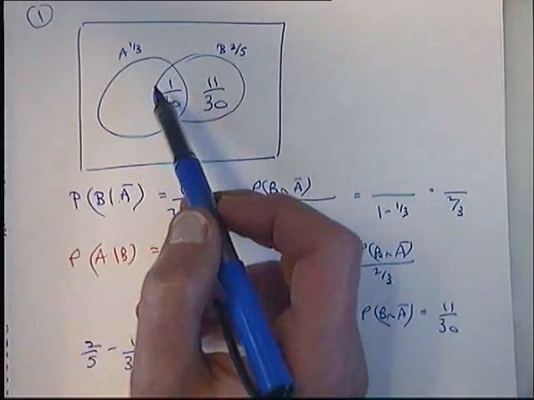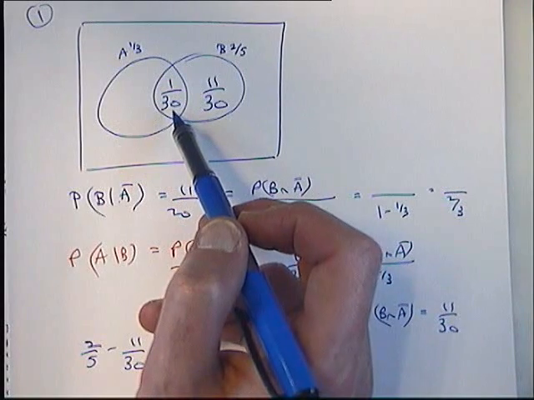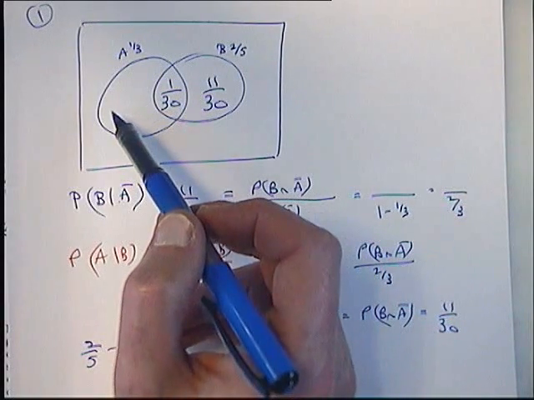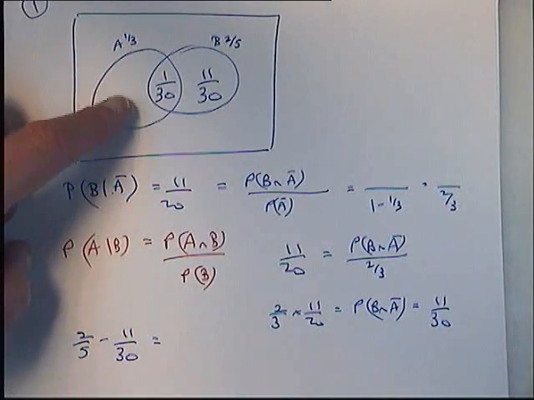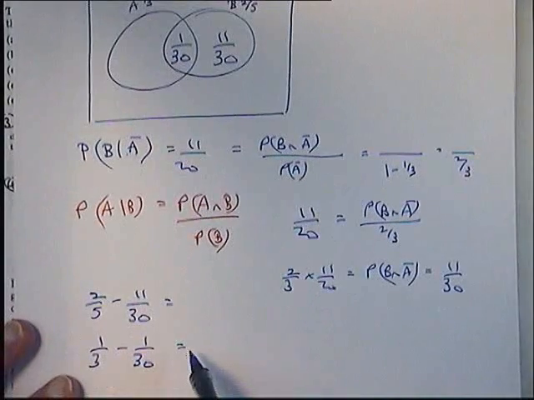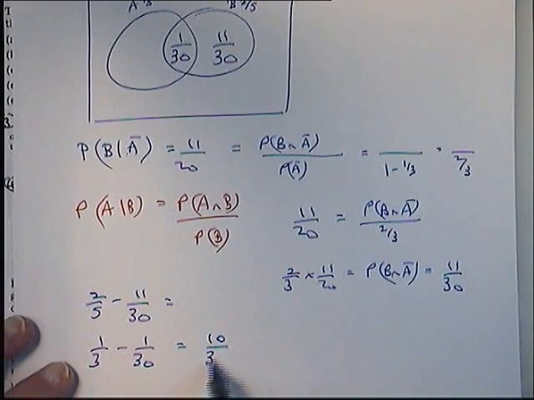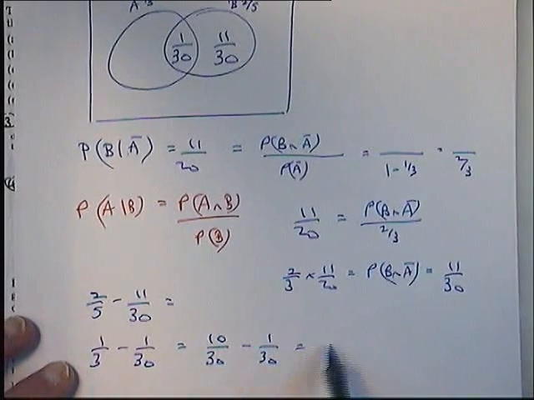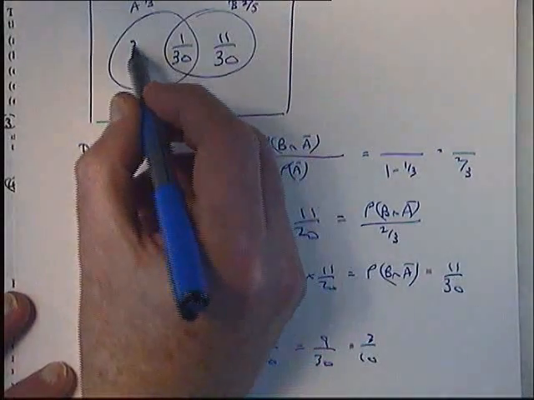In the A circle, you've got 1/3. If you've got 1/30 over here, how can I work out what this bit here will be? A third take away a 30th. If you're doing it on a calculator, you can type it in. 1/3 is the same as 10 30ths. Take away 1/30th, that's going to be 9 30ths. That's the same as 3/10 if you cancel that one down. So over there, I've got 3/10.